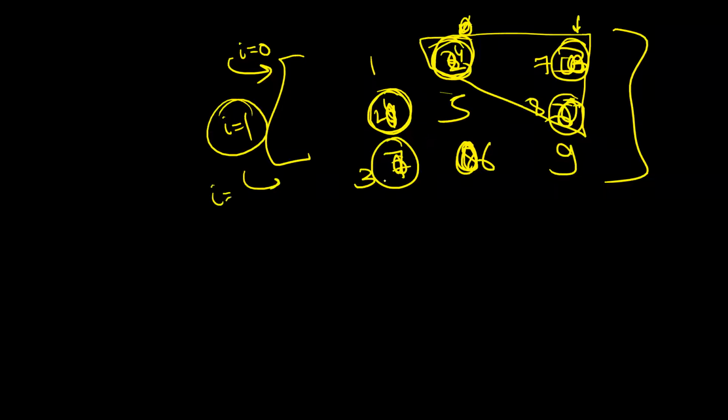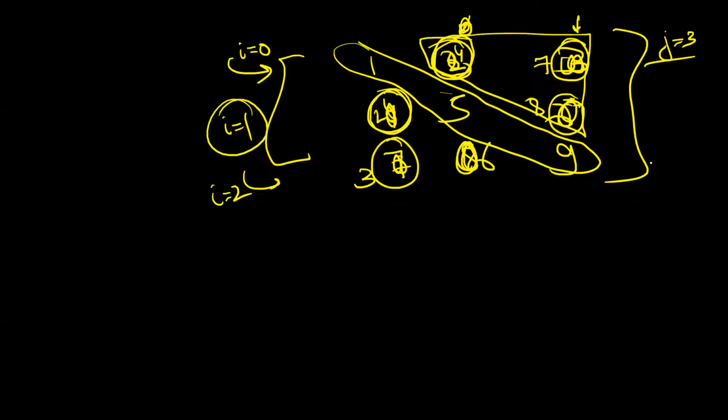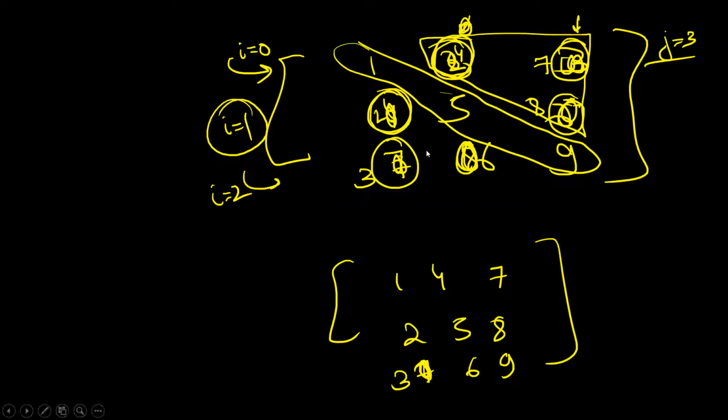Come to I equal to 2. For I equal to 2, in the last row, you don't have an upper triangular region, right? So you will start J from I plus 1, J will be at index 3, and 3 is outside the matrix. So you will not do anything. So you will see it is 1, 4, 7, 2, 5, 8, 3, 6, 9. Now it's looking fine, right? Is it making sense, guys?